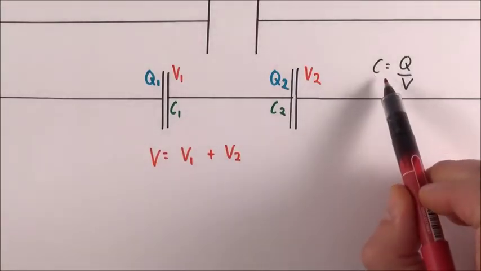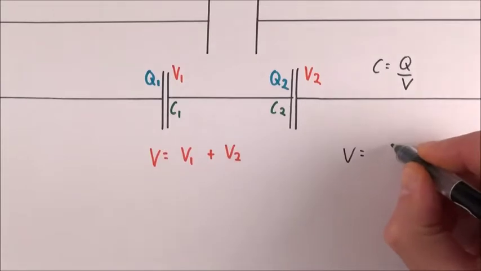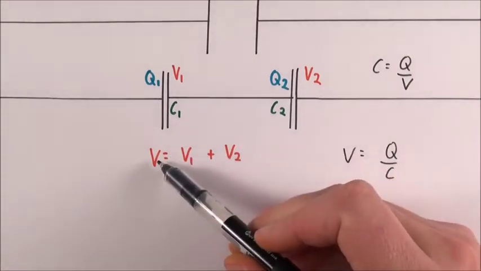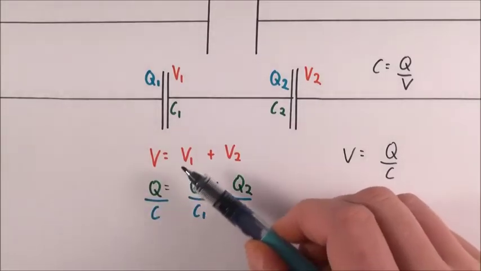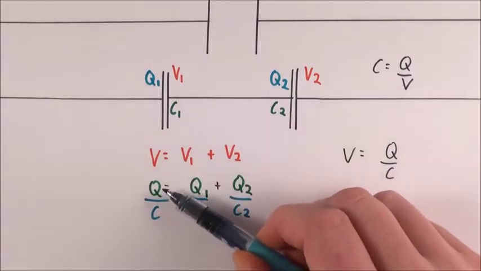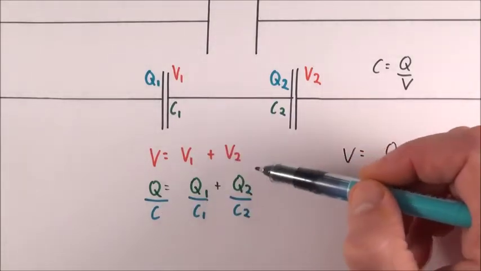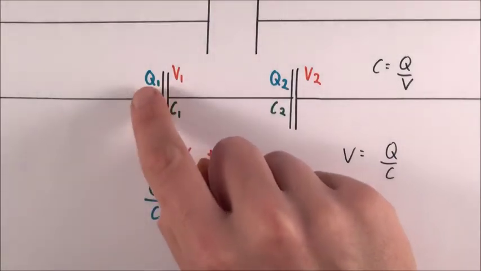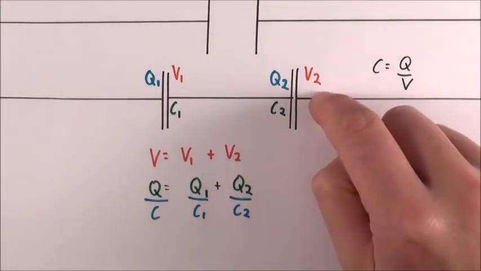Now, if we look at the equation over here, what we can say is that V is equal to Q over C. So if I replace the V terms with Q over C, we can say that Q over C, so the total charge over the total combined capacitance, is equal to Q1 over C1 plus Q2 over C2. Now what we can see is that if we have the same amount of charge on this plate, we must have the same charge here, and that means we've got the same charge here and here as well.